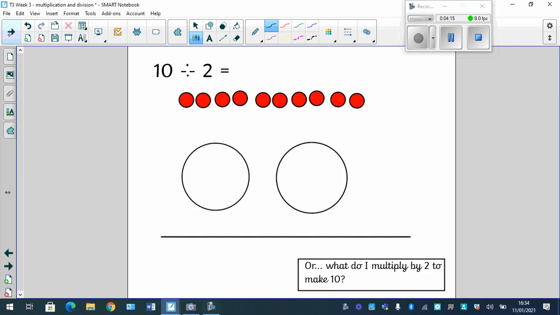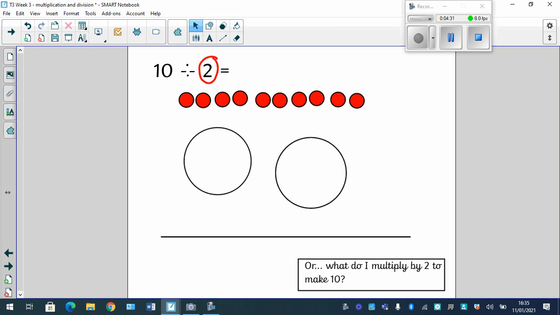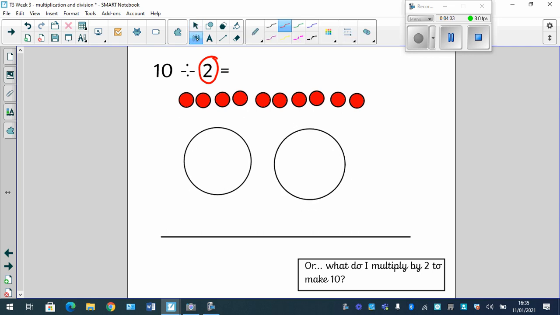So first of all, I need to make sure I write my question. My question is 10 divided by 2. This 2 here tells me how many equal groups, okay? And in this instance, I've just drawn 2 circles. What I'm going to do, I'm going to split these group of 10 beads up into 2 equal groups, making sure that I put an equal amount into each group.